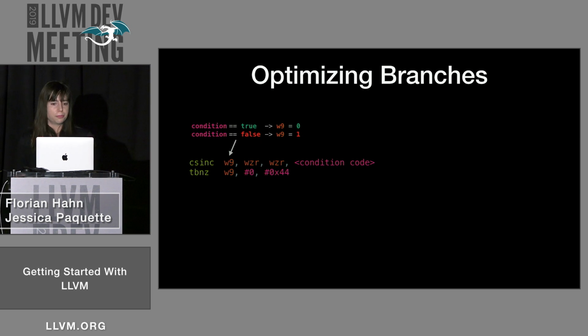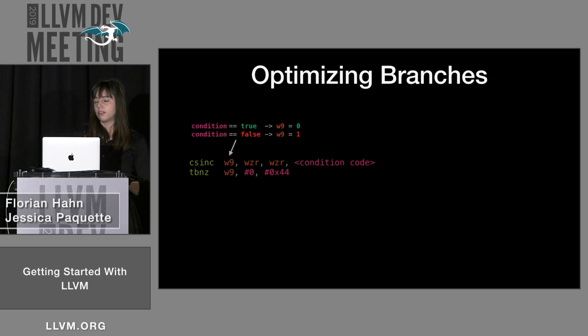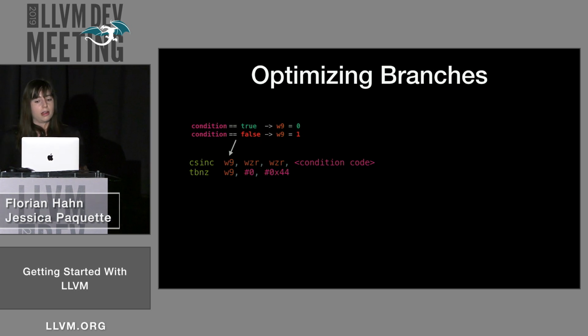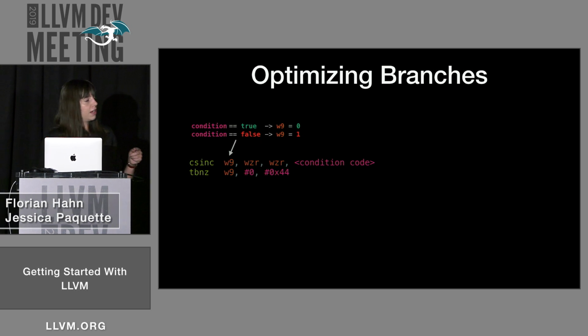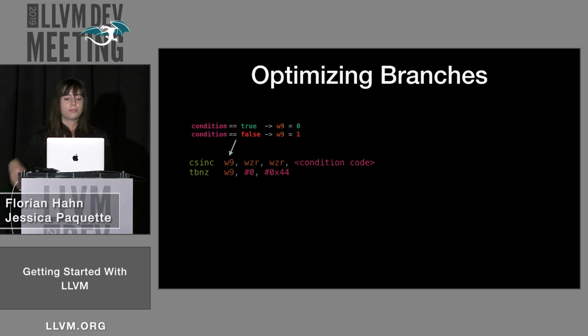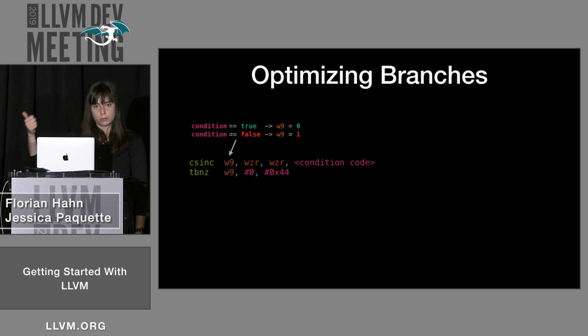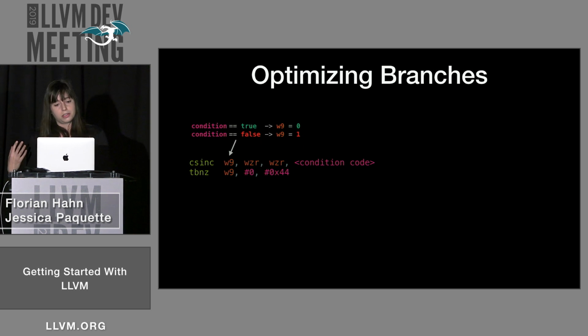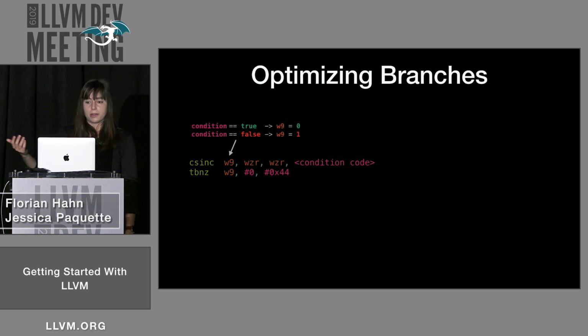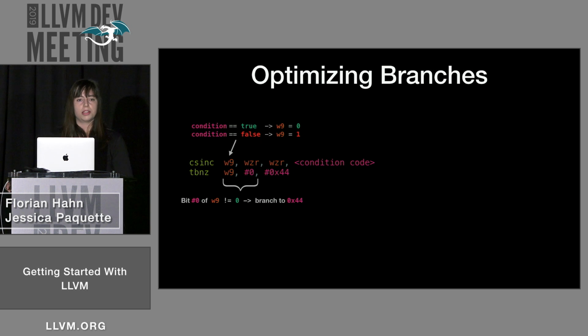So when the condition is true, it's going to set W9, in this case, to the value in its first input. WZR is the AArch64 zero register, so when this is true, it's going to set W9 to 0. When the condition is false, it's going to set W9 to the value in its second input plus 1. The second input is also the zero register, so when the condition is false, W9 is always going to be 1. The next instruction is called a test branch non-zero. The first input is a register containing a value to check, and the second is a bit number to check. The third is an address to branch to. If, in this case, W9's 0th bit is not 0, we're going to branch to the given address.